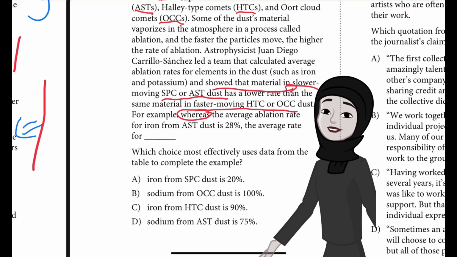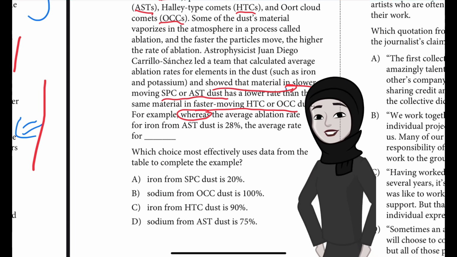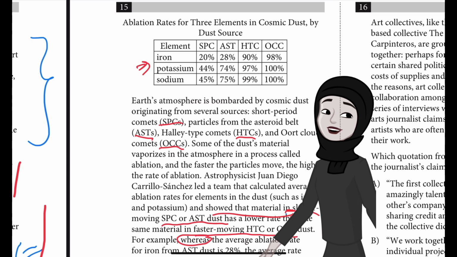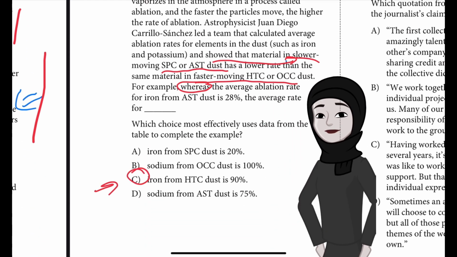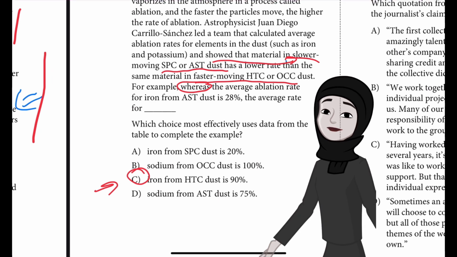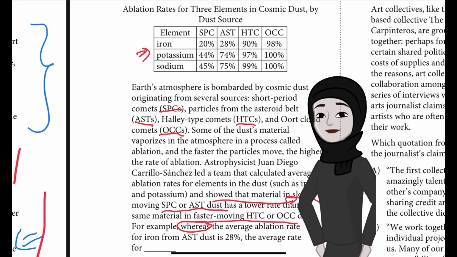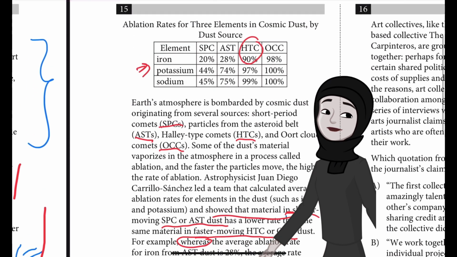Is it A, iron from SPC dust is 20%, B, sodium from OCC dust is 100%, C, iron from HTC dust is 90%, or D, sodium from AST dust is 75%. So which do you think is correct? If you said C, that is the best answer, because it effectively completes the example regarding the ablation rate of iron. So what is iron in relation to HTC? 90%. Iron from HTC dust is 90%.